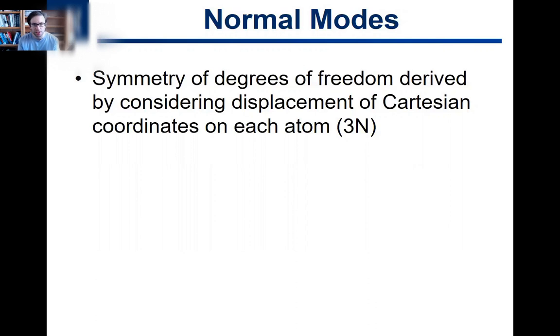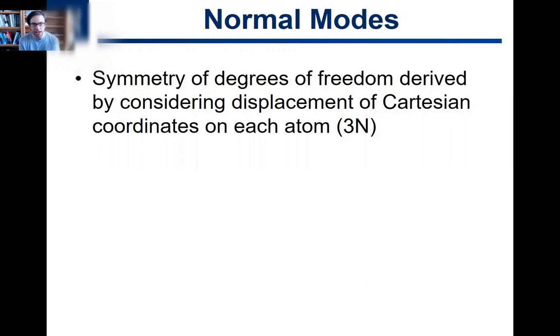Okay, and so the best analogy for a normal mode, you can see a definition here: symmetry of degrees of freedom derived by considering displacement of Cartesian coordinates on each atom. And there's 3n of these, where n is the number of atoms. There's 3n displacements basically for the x, y, z position. So all of these atoms can move either in the x, y, or z direction. That gives rise to 3 degrees of freedom. Again, those are orthonormal degrees of freedom. Okay, so they can be combined.